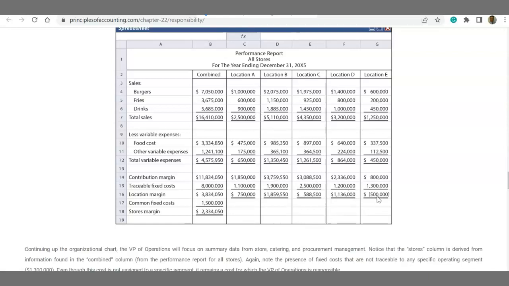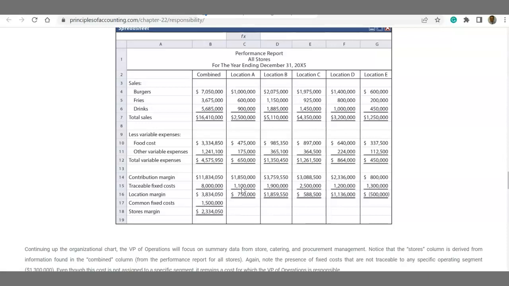So as you see at this point, it looks like location E is about 500,000 in the negative area, but locations D, C, B, and A all have a positive margin. Also, there is a common fixed expense that is not traceable to any of those locations. You can call this headquarter expense or anything related to all those locations, no matter which location you are looking at. So that's why we have this $1.5 million as a separate fixed cost, and we call it common fixed cost, and we deduct it at the last moment.